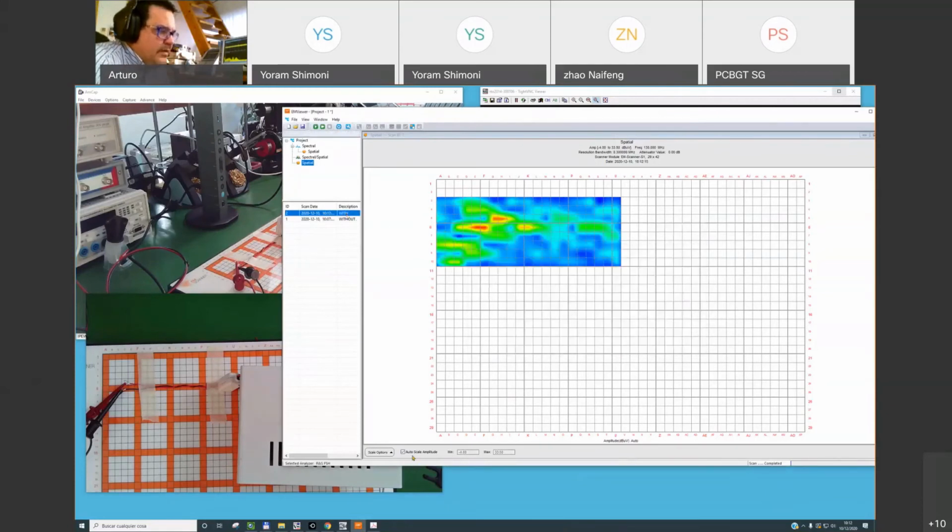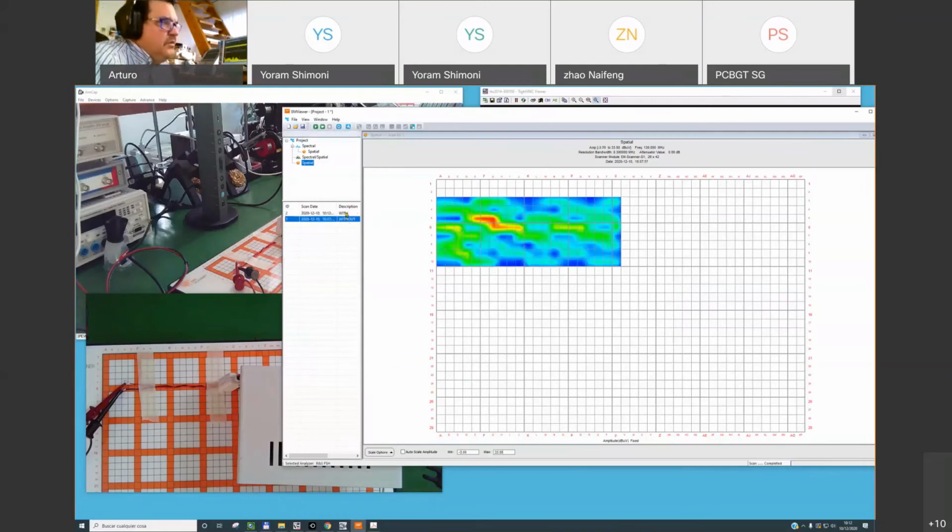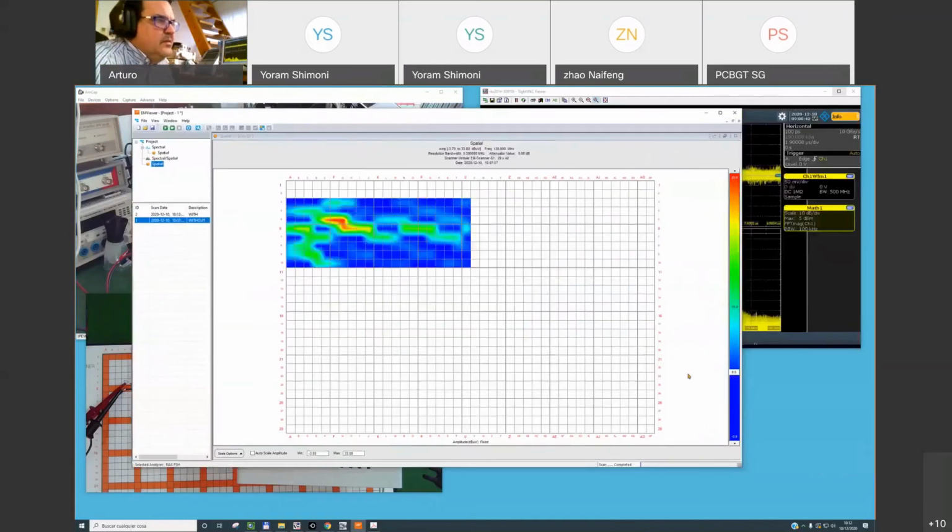And now here, the auto scale option is removed, and here we have -3 to 33. So here is -3 to 33. Oh, it's reduced in some way. Let me see if we can change the scale. Okay, here. There's some reduction. It's not a very big reduction, but you can see how the ferrite is affecting.